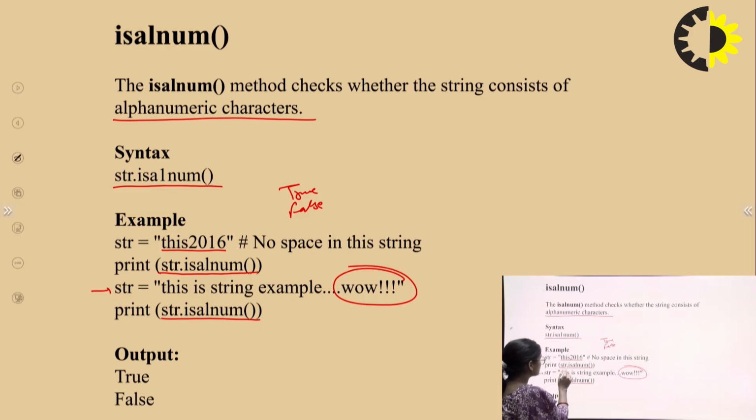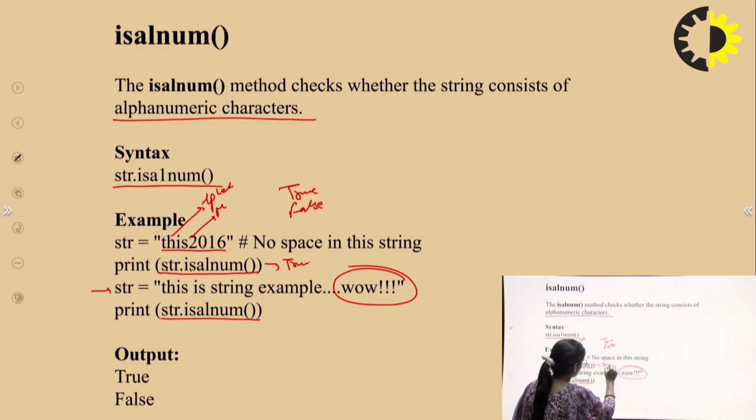So isalnum, does this value contain alphanumeric values? Yes, this is a numeric value, and this is an alphabet value. So the output is true. And in this one there is no numeric value, so the output is false.